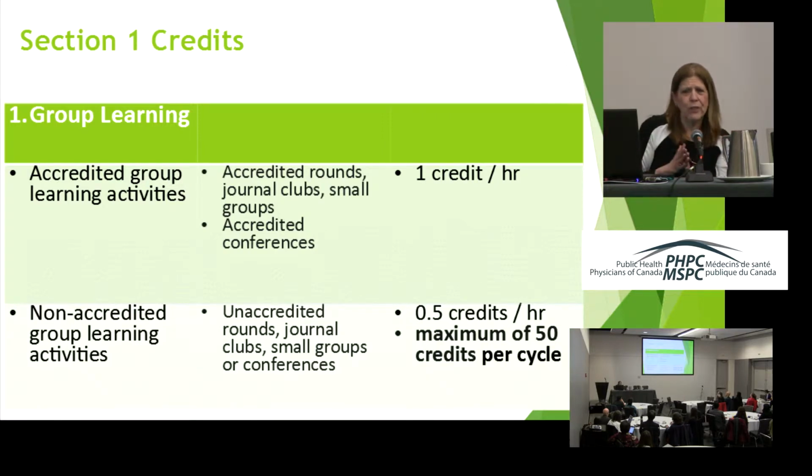Very briefly, group learning, the Section 1 credits, are divided into accredited and non-accredited group learning. For the accredited ones, you get credit in advance. It means you look for learning objectives based on a needs assessment, you record everyone who's there, and you evaluate. These are journal clubs or conferences like today, where we're going to claim credit for these 2 days. That's 1 credit per hour, and that doesn't include breaks or lunch. Non-accredited group learning activities are only half a credit per hour, and you can have a maximum over the 5-year cycle of 50 non-accredited group learning credits.